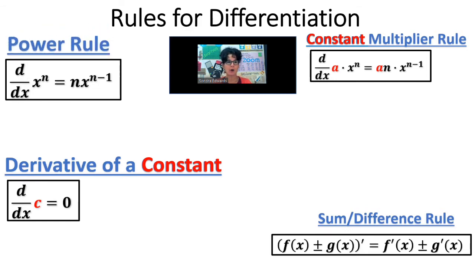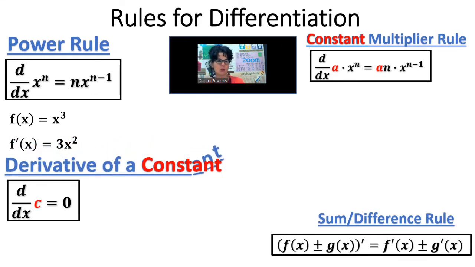You can use the power rule when you have something that looks like x to a power, and you simply move the exponent to the front and subtract 1 off the exponent. So in this particular problem, f of x equals x cubed. 3 goes to the front, subtract 1 off the exponent, and the derivative of f would be 3x squared.